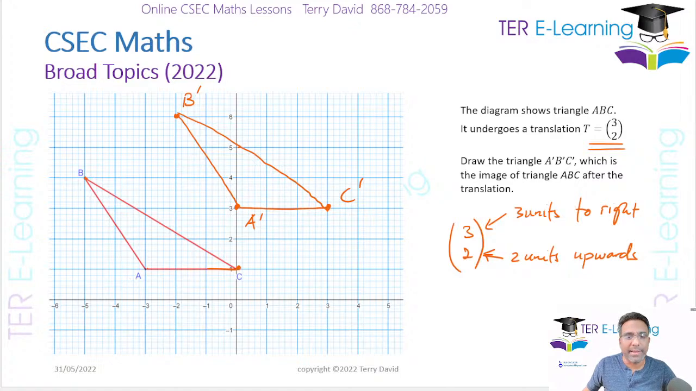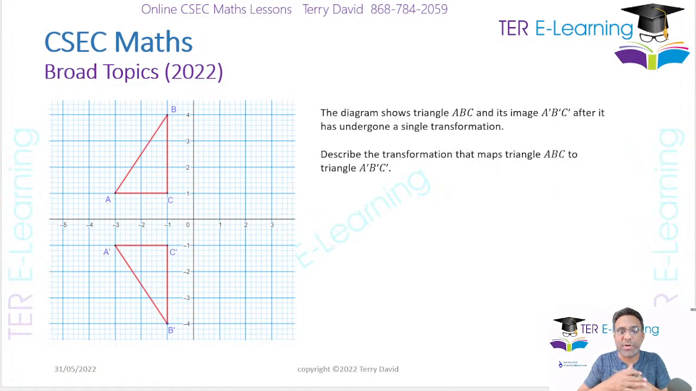Right, let's look at the next question here. I have 2 triangles. The diagram shows triangle ABC and its image A prime, B prime, C prime after it has undergone a single transformation. Describe the transformation that maps triangle ABC to A prime, B prime, C prime. So my question to you is, what is that particular transformation? What are you all going to say for your answer?